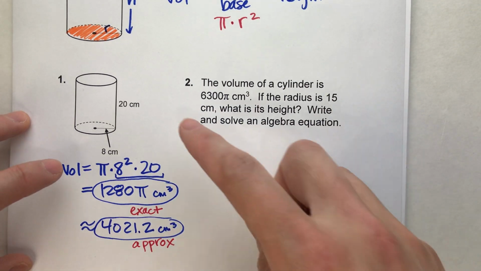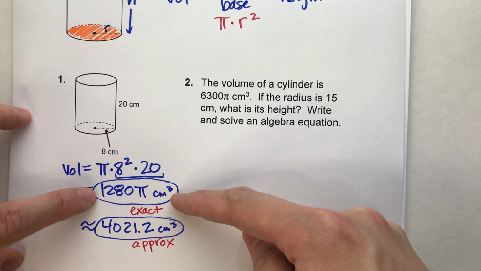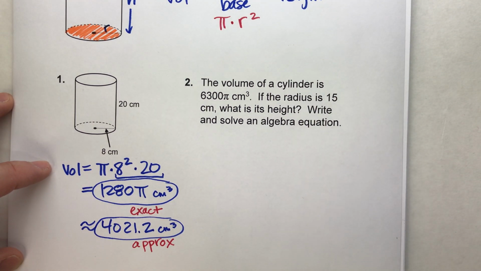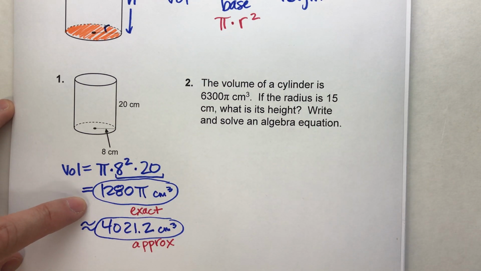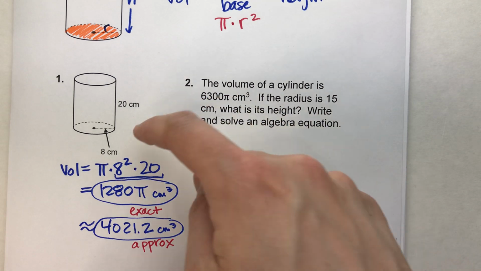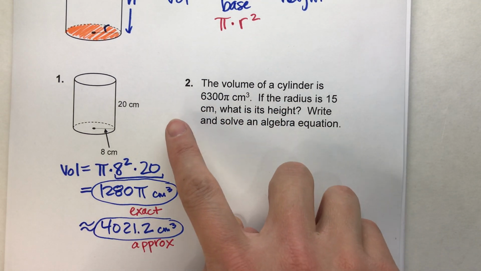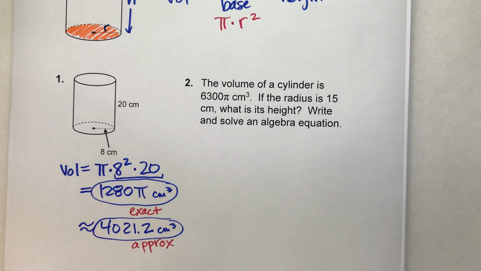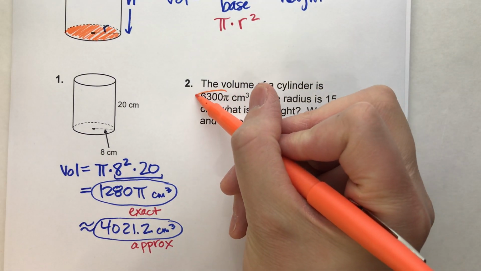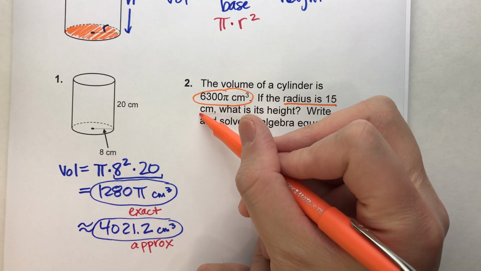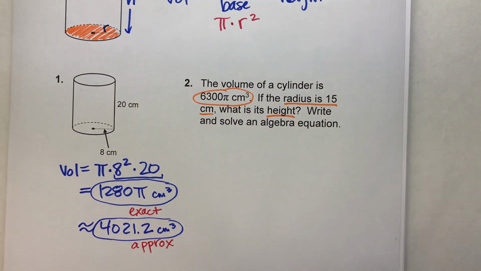All right, in higher levels of math, we actually prefer the exact answer with pi in there because it's easier to work with. And I'm going to give you a couple more examples, and you're about to see why it's easier to work with this one. Okay, so let's do example 2. This one's the exact opposite of the problem we just did because I'm going to give you the volume this time. The volume of a cylinder is 6,300 pi centimeters cubed. If the radius is 15 centimeters, what's the height?